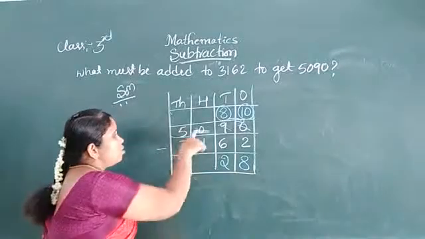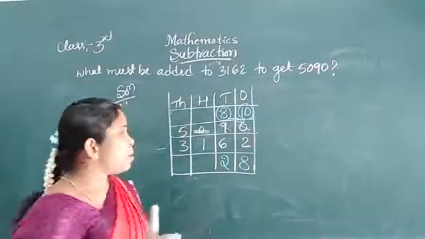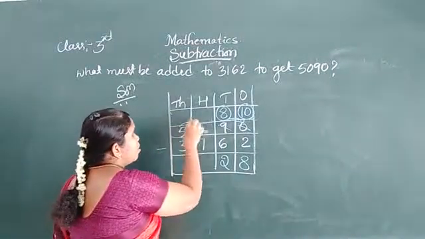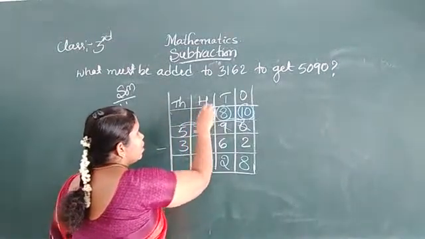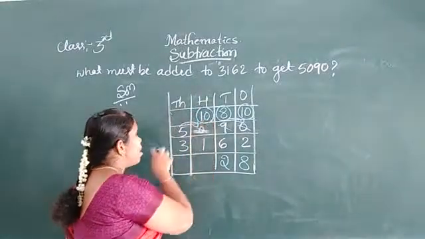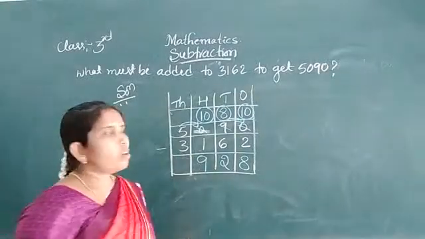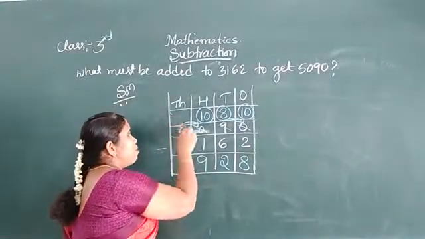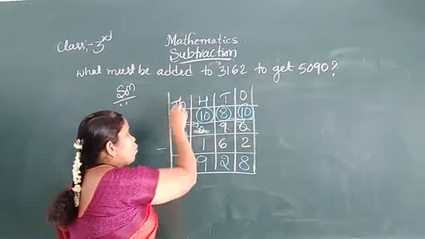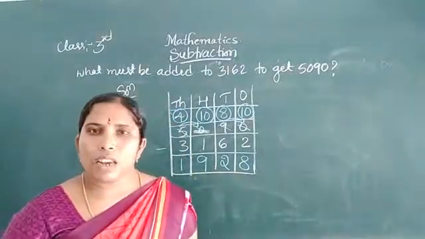Now 0 minus 1, it's not possible. Take borrow from the neighbor digit. 1 borrow equals 10. Now 10 minus 1 equals 9. Then this 5 becomes 4. 4 minus 3 equals 1.